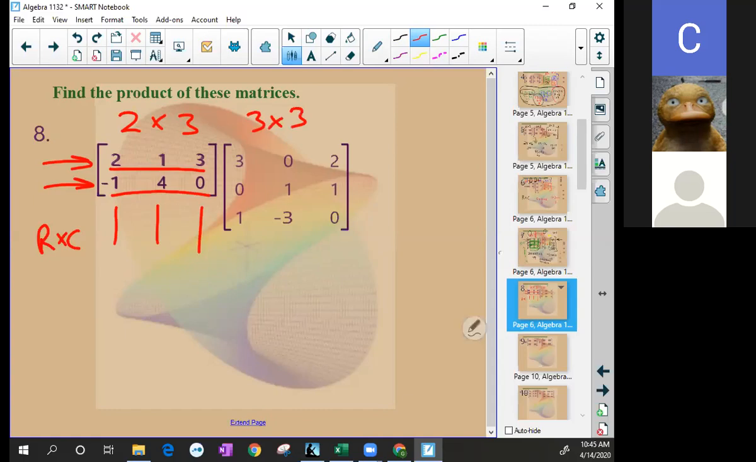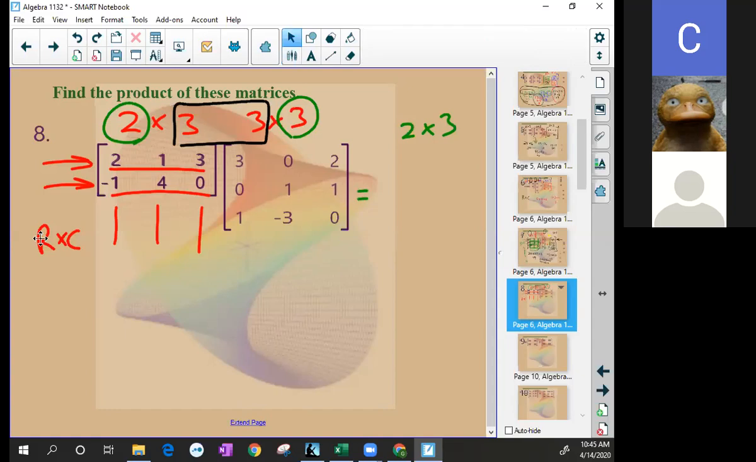So this right here tells me we can multiply. And this tells me the size of my answer. It's going to be a 2 by 3 matrix. Now that just helps you evaluate whether you can multiply. There's one on the checkup that you cannot multiply. I'll let you find it when you get there.